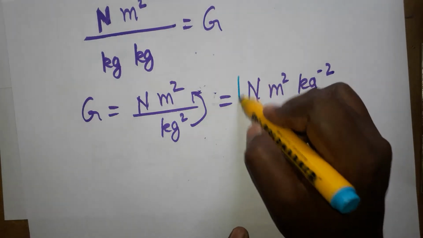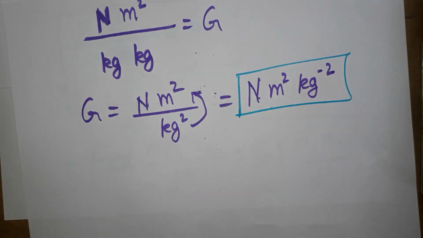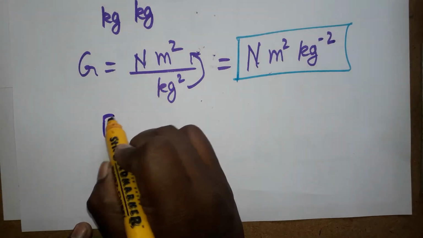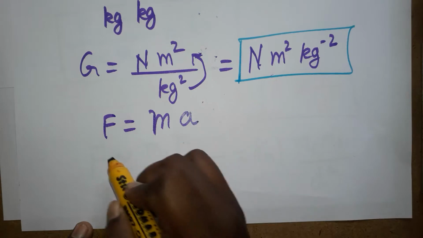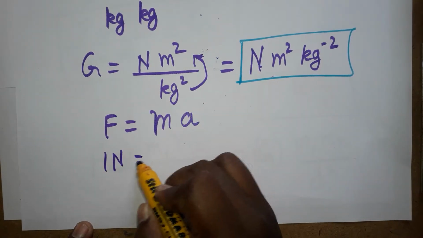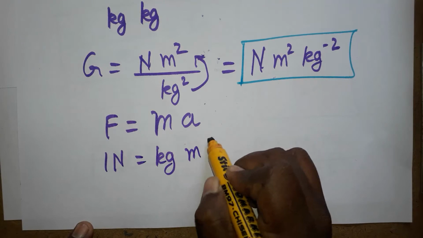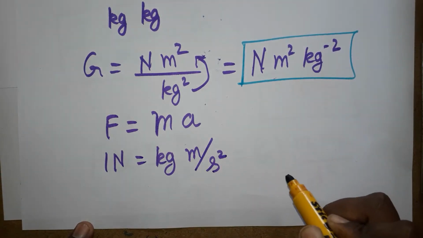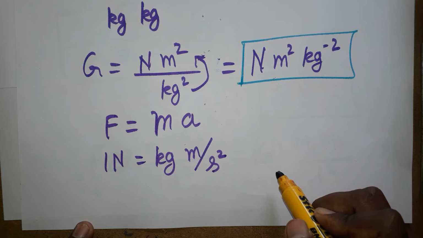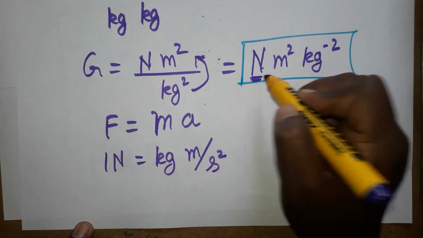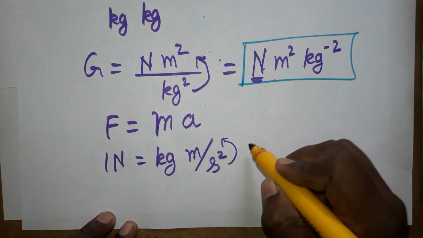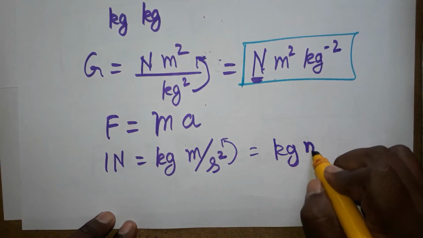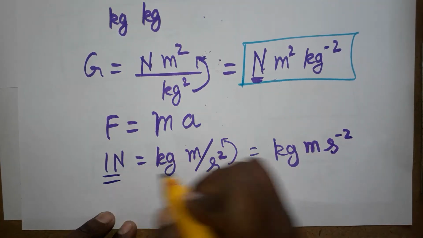Then I am going to substitute what a Newton is. Newton is the SI unit of force. Force is equal to mass into acceleration. Mass unit is kg, and acceleration SI unit is meter by second square, since acceleration is velocity by time. So instead of writing Newton, you can substitute kg meter second minus 2. So 1 Newton is this much.